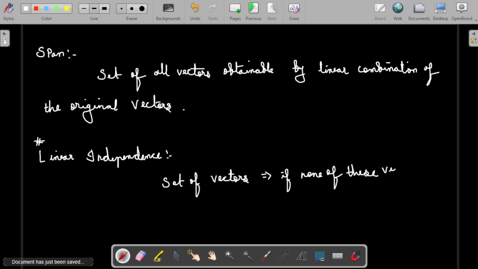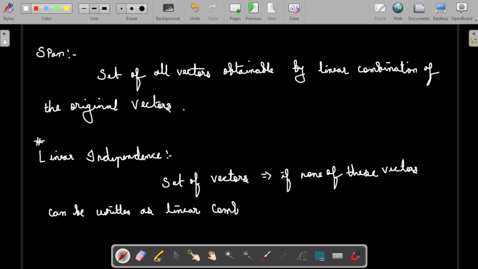like we will be getting some spans, right? So we will be getting all possible vectors. So from that, if none of the vectors can be written as a linear combination of other vectors. I will be giving an example, don't worry.